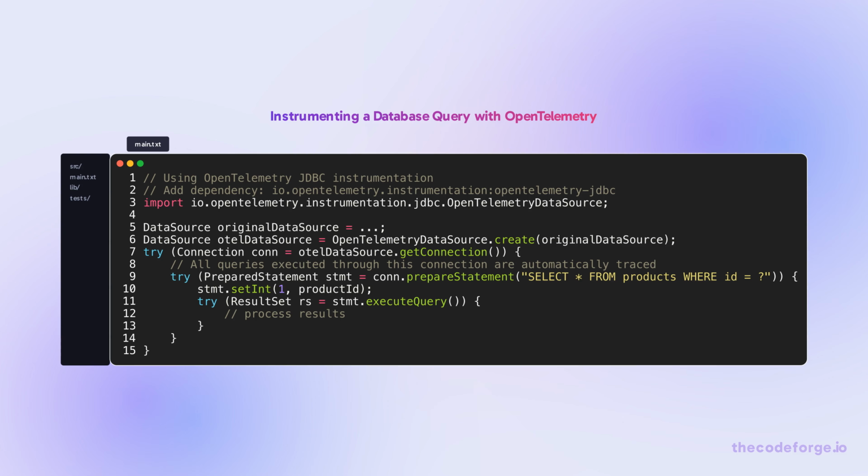The article shows a generic database query span. Here is a concrete example using JDBC with automatic instrumentation via OpenTelemetry JDBC wrapper, which captures SQL statements and execution time without manual span creation.